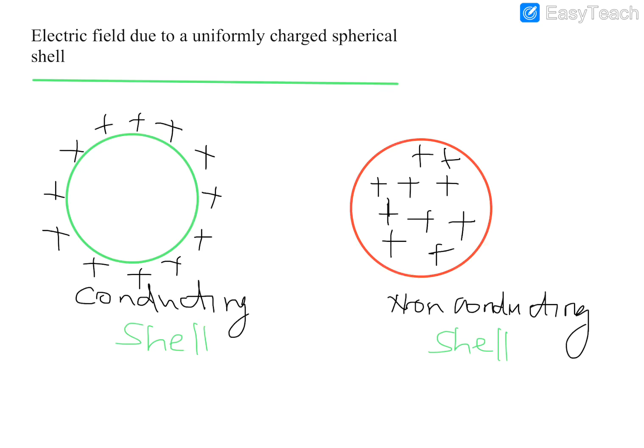Whereas in the case of a non-conducting shell, charges are not able to move, so they will be at their original position only. They will not move onto the surface. Whatever be the position of the charges, they will be at the same place forever. So this is the difference between a conducting shell and a non-conducting shell.